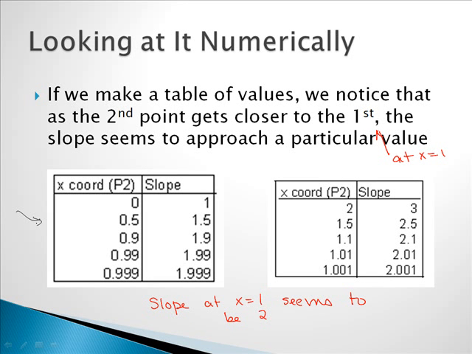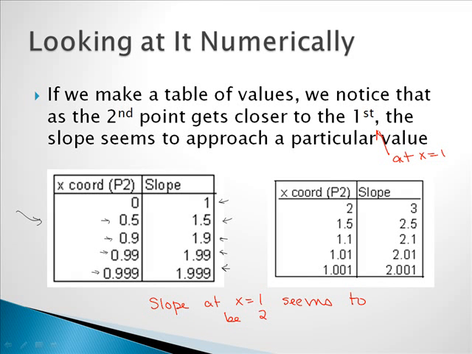What we're doing here is starting with the point P2 to the left of the point P1. So at first, we start with P2 equal to 0. Well, if P2 is at 0, it's quite far away from P1 at 1, and so the slope isn't going to be a very good approximation to the tangent, and indeed we find a slope of 1. But now, what happens as we bring P2 closer and closer to P1 from the left? You'll see that the slope seems to approach a value of 2.